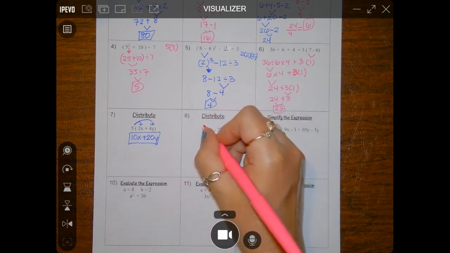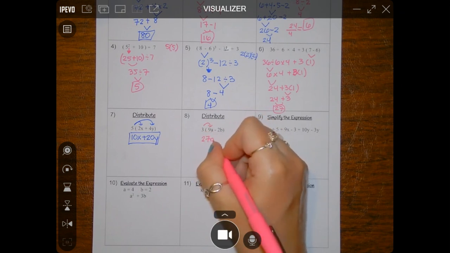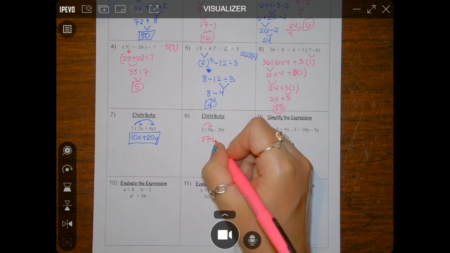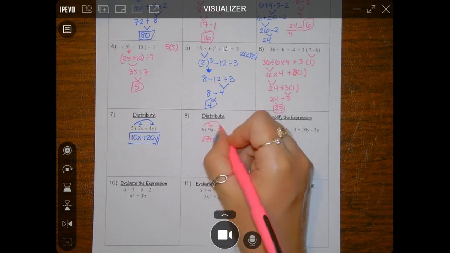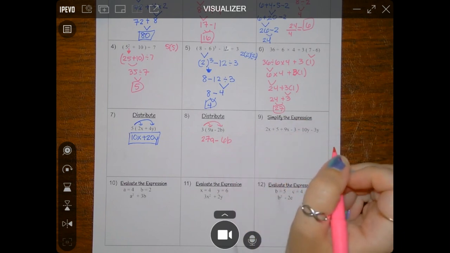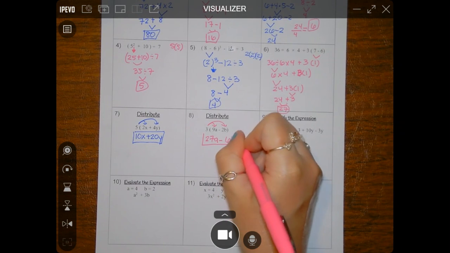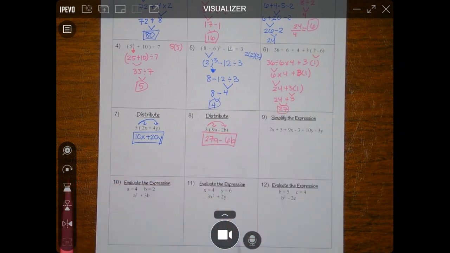Okay, for my next one, what's 3 times 9a? Yeah, you should have said 27a. This time I'm bringing down a minus sign. And then what's 3 times 2b? 6b. Now, can I combine those? No, because this is an a and this is a b. Those are not like terms. So that's as far as I can go.